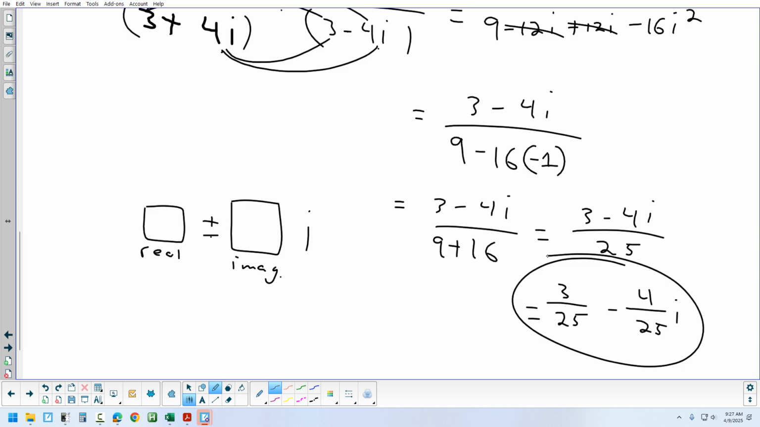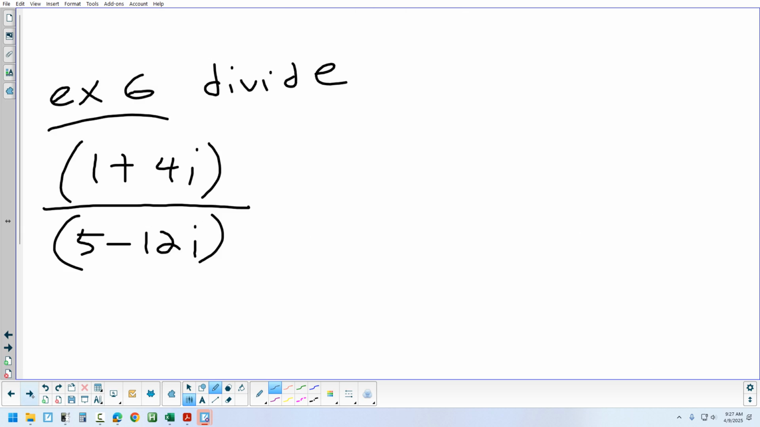Okay. Let's try one more of those. Okay, this one in the top, a little bit more annoying than the bottom, but it's still going to follow the same thing. You are going to have to do distributive property in both parts now. What are we going to multiply the top and the bottom by to start this whole thing off? Yep. 5 plus 12i.